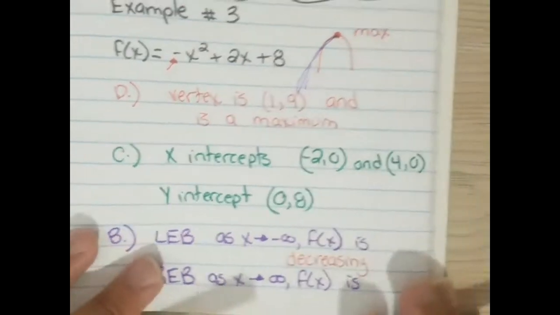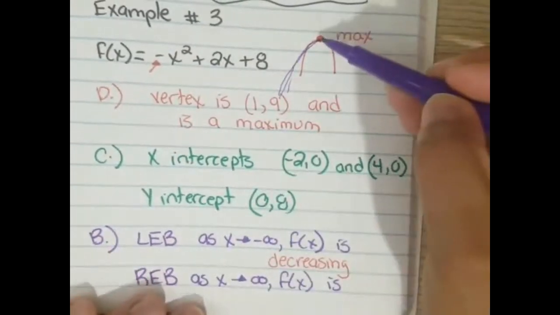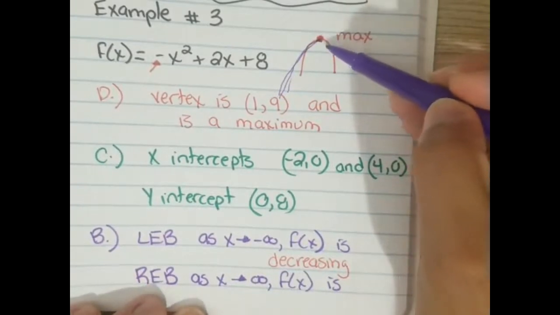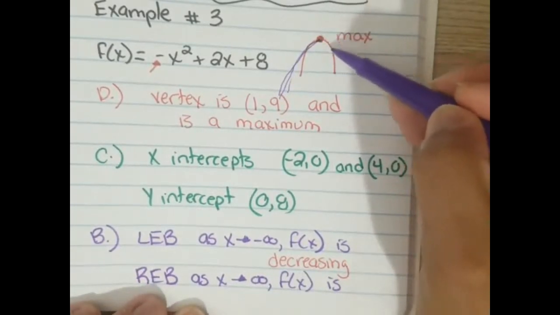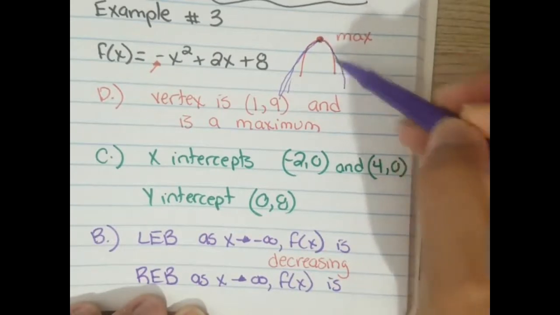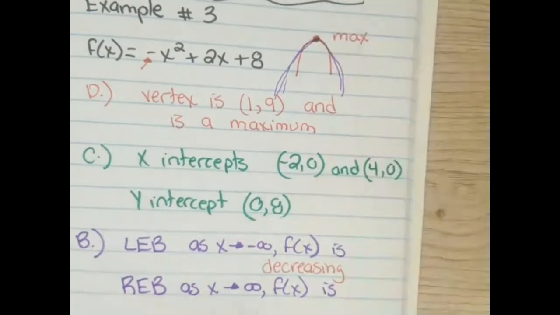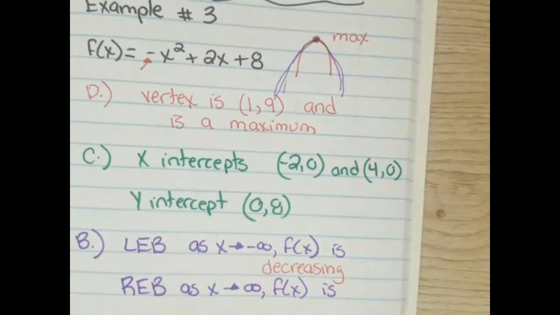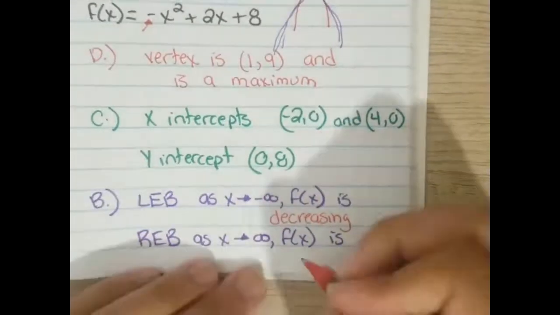And yep, it's the same for the other one too. If we look at the vertex and go off to positive infinity, this is the right end behavior, our function is also going downhill. And downhill is decreasing. So we will say the same thing.